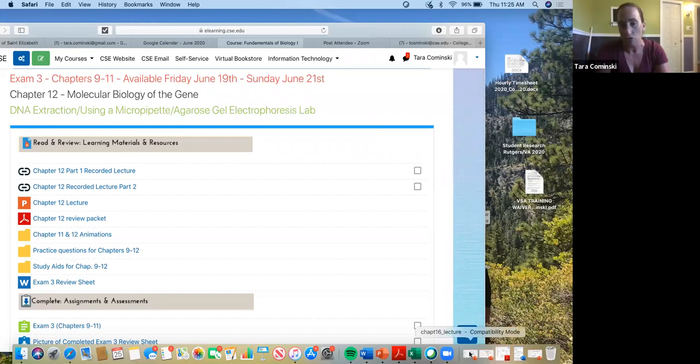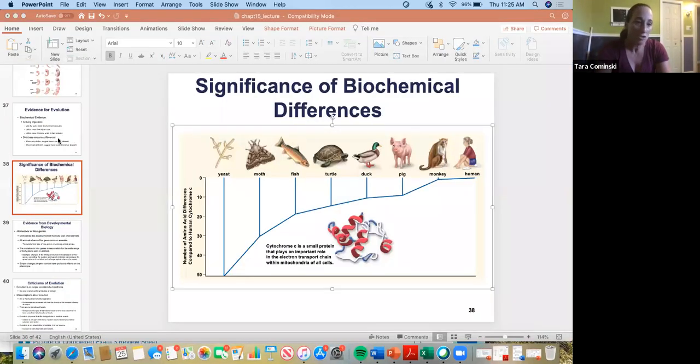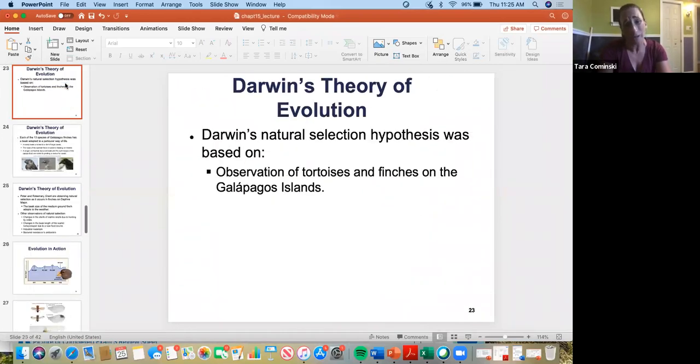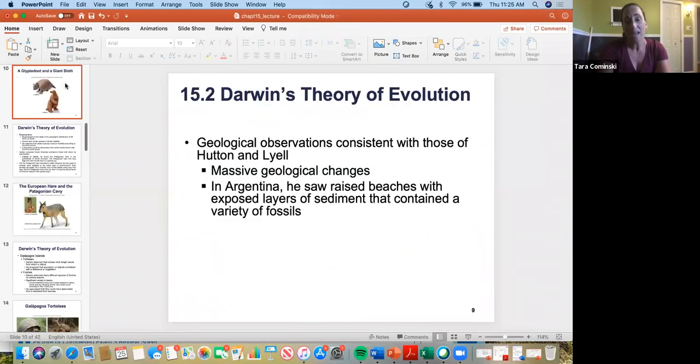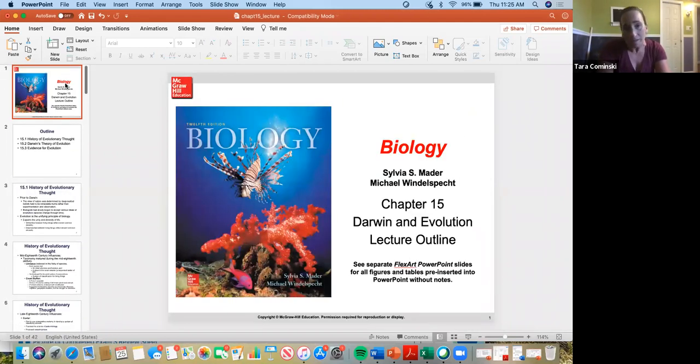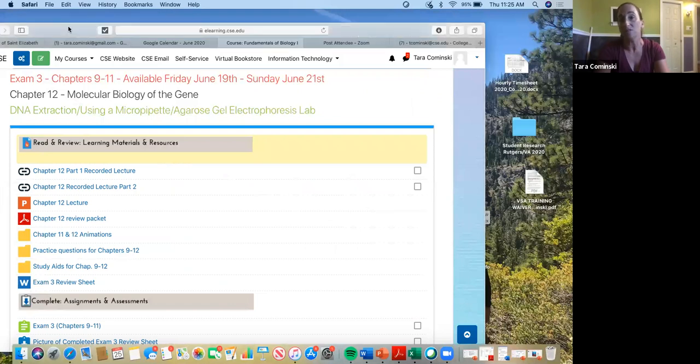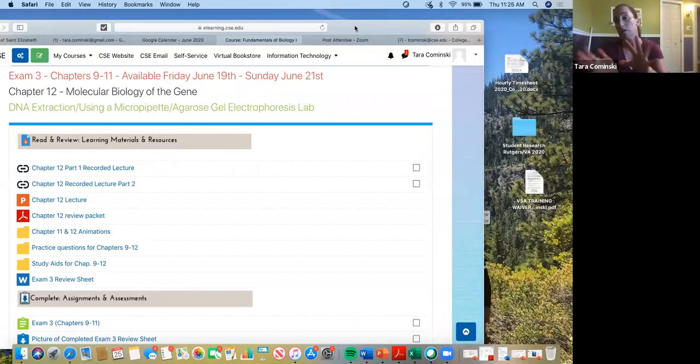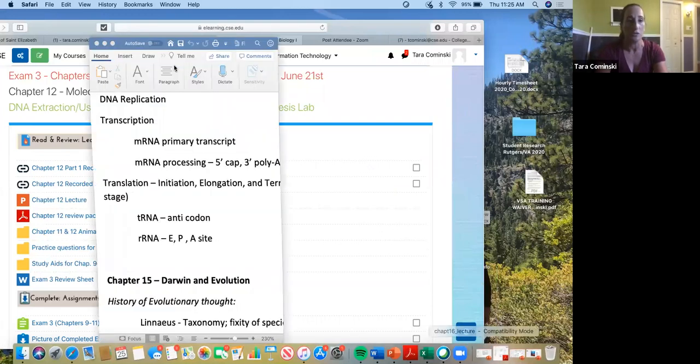Which is evolution. So the beginning of chapter 15 obviously talks a lot about Darwin, his voyage and what he saw. It also talks about the thoughts and beliefs at the time of Darwin or just before that, so that you can get a little perspective on where he was coming from and what his contemporaries thought. Let me just pull up the review sheet real quick.